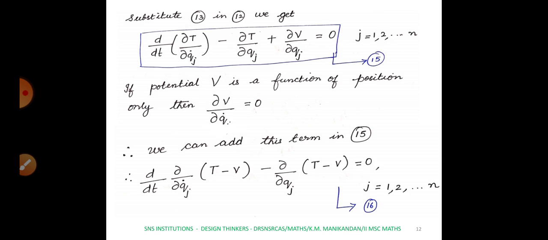So therefore, if the potential V is a function of position only, then ∂V/∂qj dot equal to 0. So we can add the term ∂V/∂qj dot in the above equation 15. We get d/dt of ∂/∂qj dot of (T minus V) minus ∂/∂qj of (T minus V) equal to 0 for j equal to 1, 2, 3 up to n. Name this equation as 16.